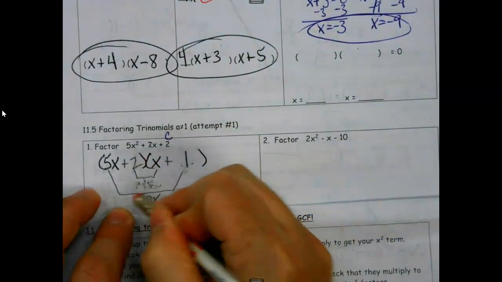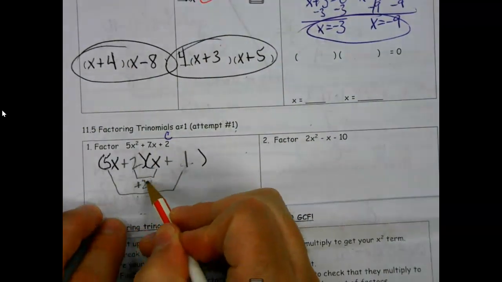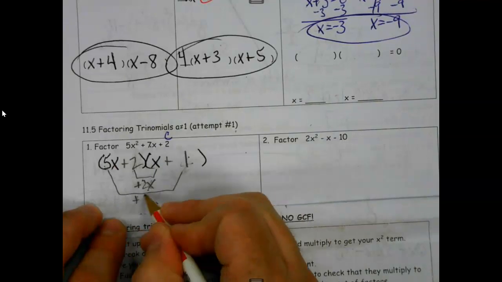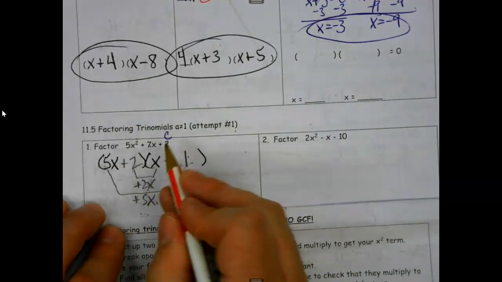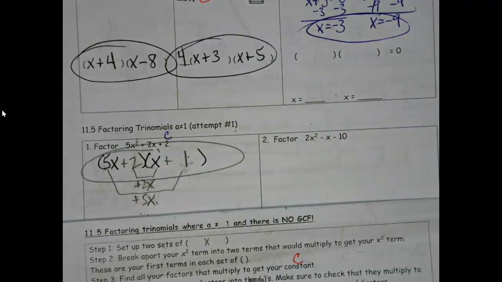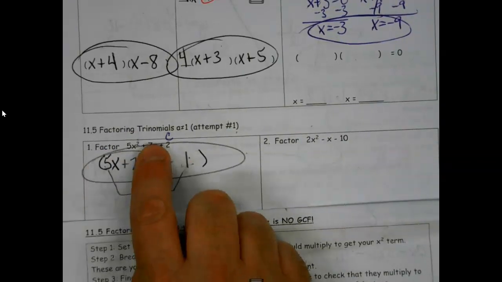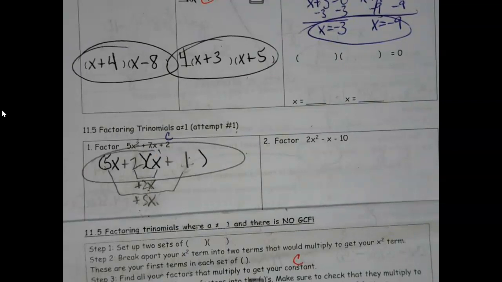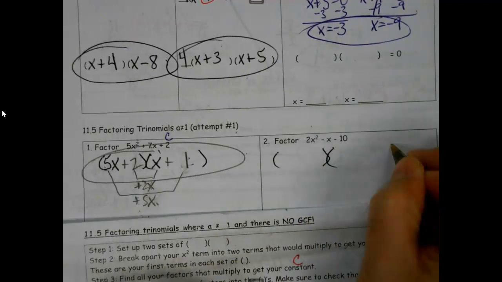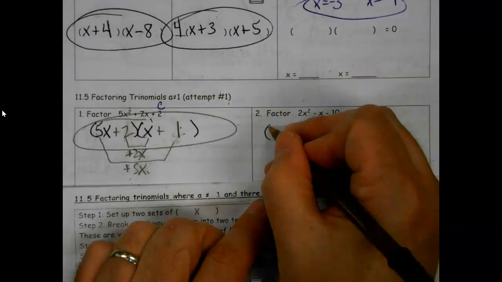Let's try it this way. This is why I use the pencil. 2 times x, 2x. 5 times 1, 5x. That gets me 7x. That's the one. I'm good. You're just testing out the middle and the outside to see if they add up to that number in the middle. If they do, good to go. So like, let's play that back. 2x will be one of them.